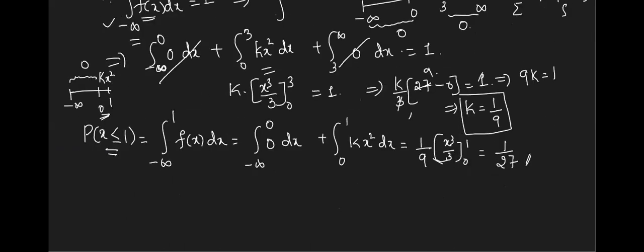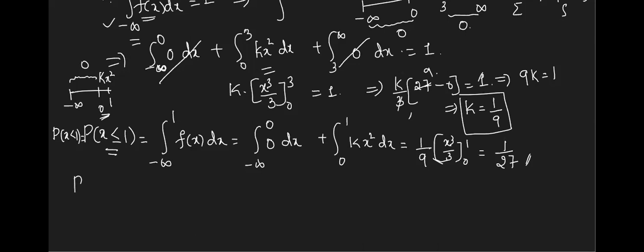Now suppose they have asked the value of probability of x less than 1. Is it same as this? Probability of x less than 1. Yes, it is also same. So whether equal to is there or not, you are going to get the similar value.